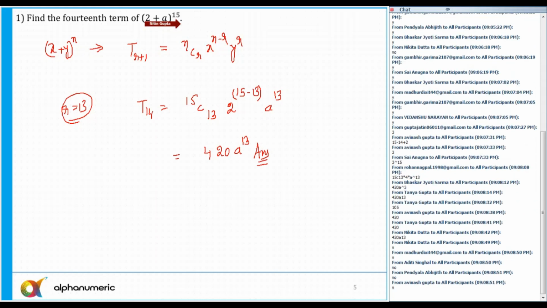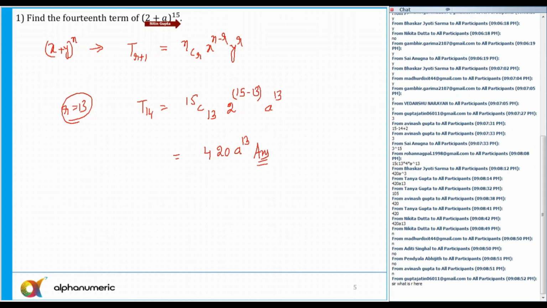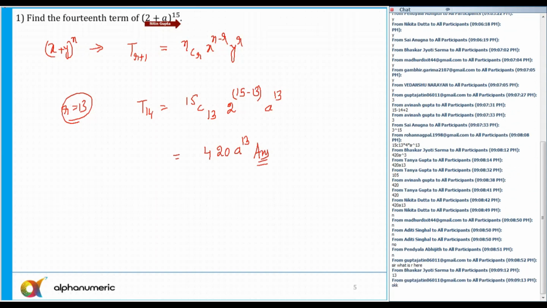So this is the only formula which needs to be remembered. All right. What is R? If I need to find out the first term, put R equal to 0. This R is any variable here. If I need to find out the second term, T2, so R is equal to 1. For the third term, put R equal to 2. For the fourth term, put R equal to 3 and so on. So for the 14th term, I need to put R equal to 13. Then I'll get the 14th term automatically.